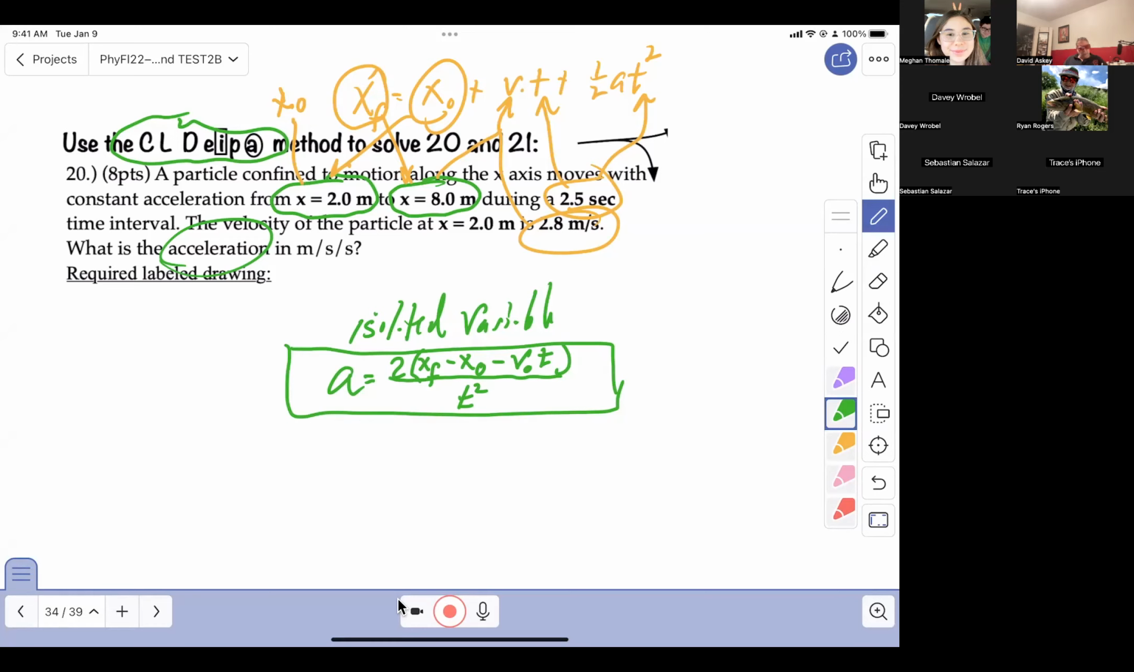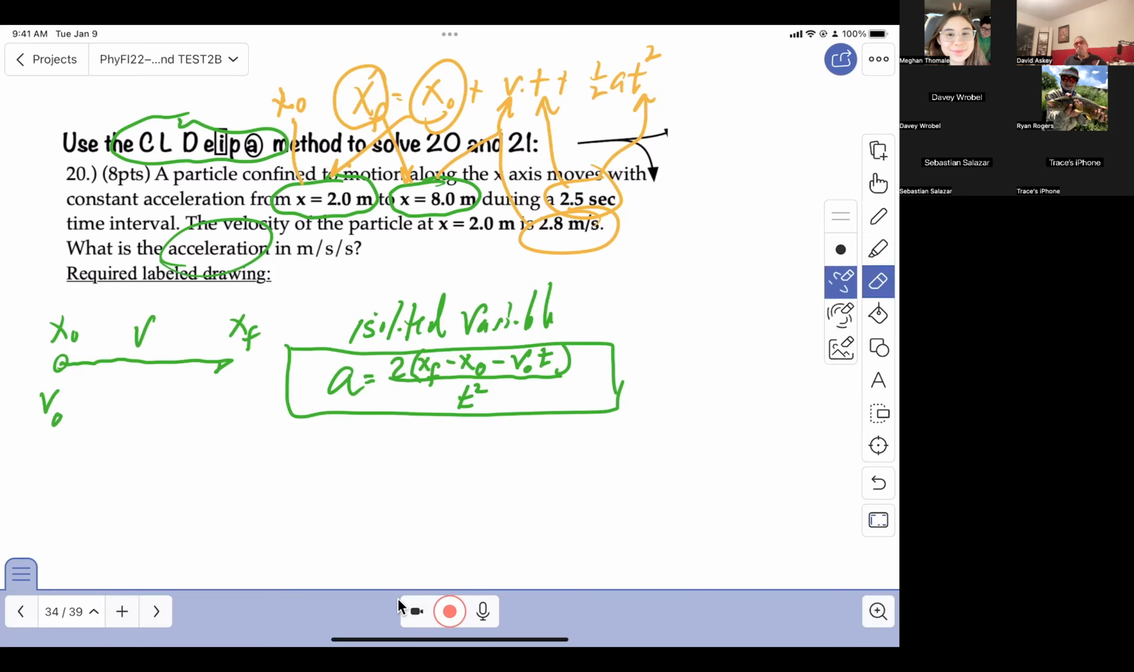So if I have room, I will put that into the problem. And of course, the drawings are pretty simple in here. You just put X naught, X final. I know V naught, so I'm going to put a V naught right there. I know T, and then I'm trying to find A. I'm close on time, so I have to hurry. That's good enough for a drawing.